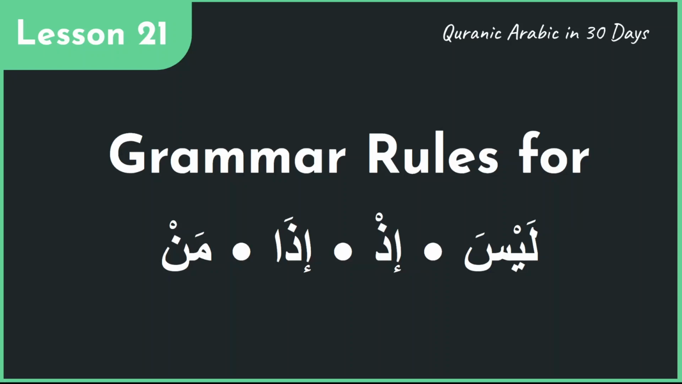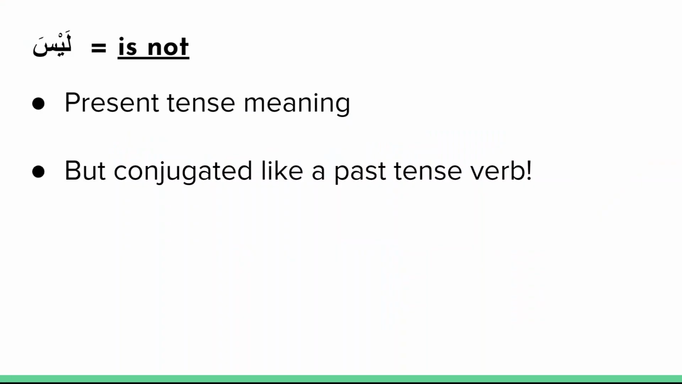In today's lesson, we're going to cover the grammatical rules for 4 words in the Arabic language: laysa, idh, idha, and man. These 4 words are very common in the Quran, so let's get started. Laysa means is not. For example, he is not sick, or I am not an engineer. It has a present tense meaning because you're describing what is currently not the situation. But the word laysa is conjugated like a past tense verb.